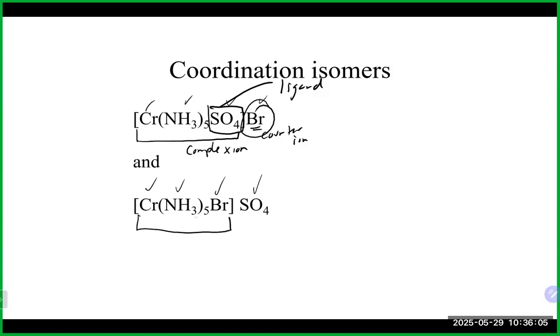Now, on the bottom one, this is our complex ion, and in this case, the sulfate is our counter ion. The difference here is the bromine is actually a ligand and directly attached to the chromium. So although they have the exact same stuff in each of them, in one case we have a sulfate acting as a ligand, and in the other case we have the bromine or bromide acting as a ligand. And again, that is what is known as a coordination isomer.